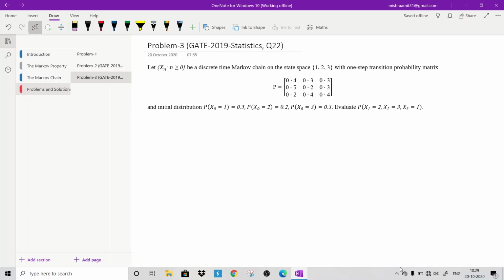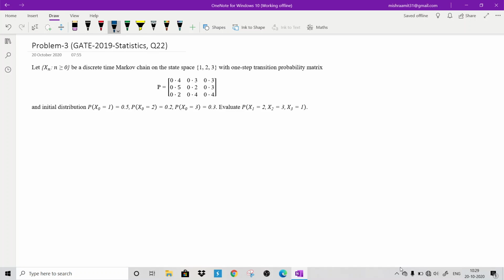2019. Now we will focus upon another problem from the same exam, question number 22, and it says: let Xn be a discrete time Markov chain on state space 1, 2, 3 with one step transition probability matrix given by this, and initial distribution. With this initial distribution, when the process starts, 0.5 is the probability that it starts in state 1, 0.2 is the probability that it starts in state 2, and 0.3 is the probability that it starts in state 3. Now the question is, evaluate this probability. So we will see the solution. We have to find the probability that X1 is equal to 2, X2 is equal to 3, and X3 is equal to 1.